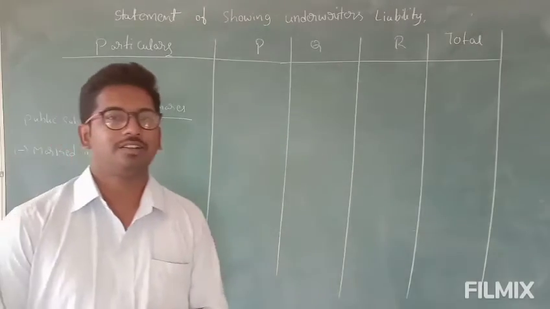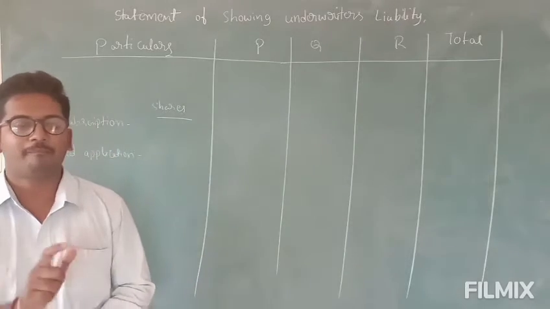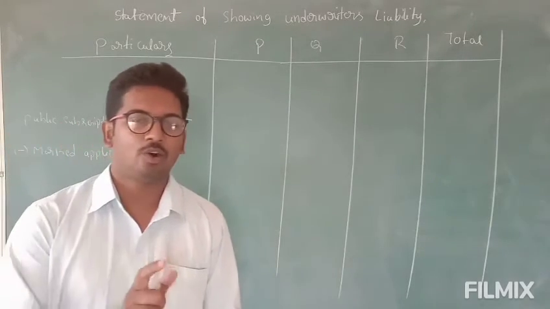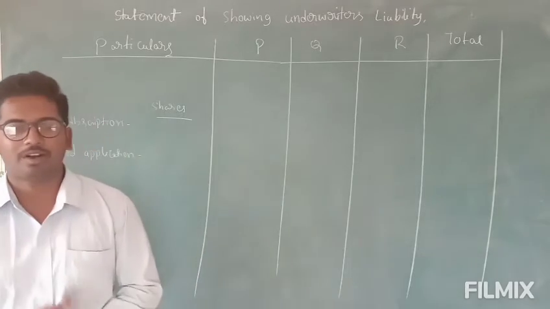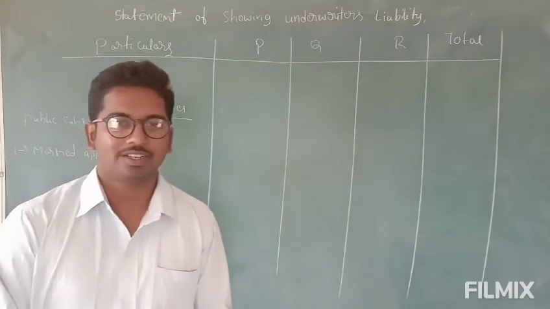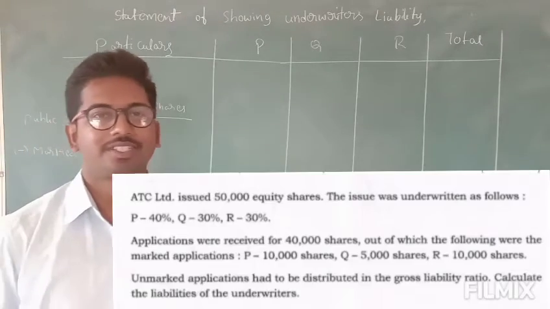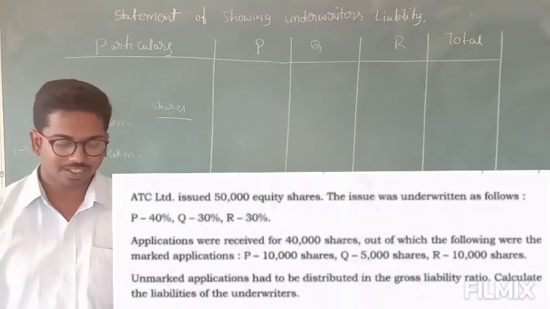In the last class, we saw complete underwriting and partial underwriting. Hope you understood. In this class, we will see a question paper problem on one of the underwritings. It's a last year paper, only for 6 marks. So let's go to the question.